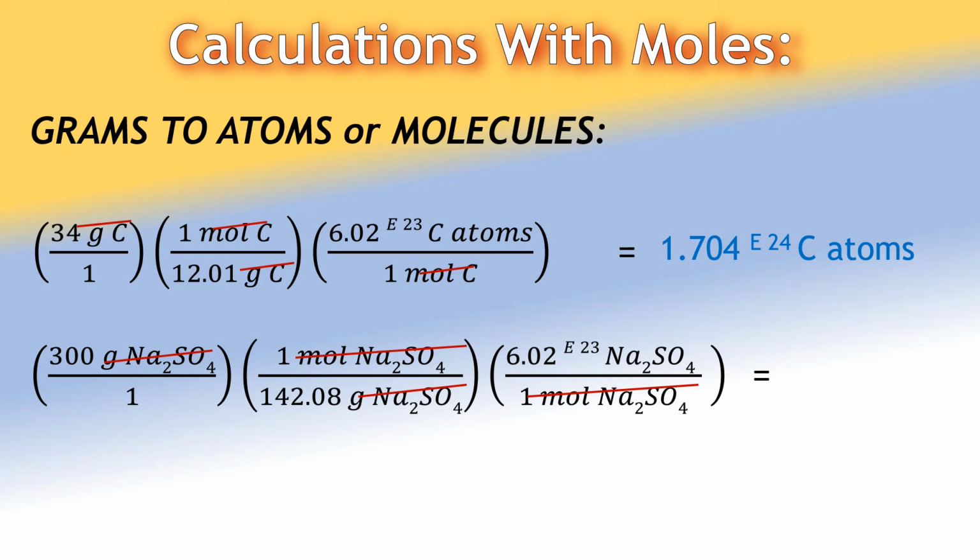And then just like before, we need to multiply the non-unity numbers on the top, 300 times 6.02 times 10 to the 23rd. And then we divide that by the non-unity number on the bottom, 142.08. And then we'll end up with this number, 1.271 times 10 to the 24th molecules of sodium sulfate. So it works exactly the same way. It just looks a little more complicated.